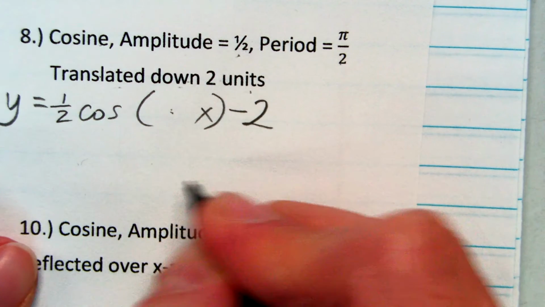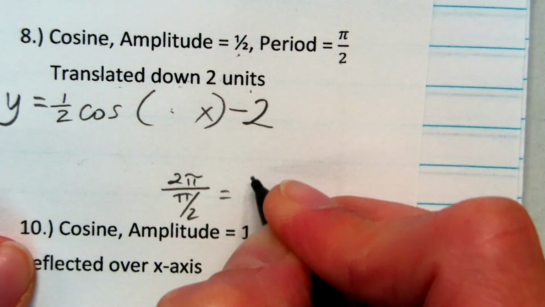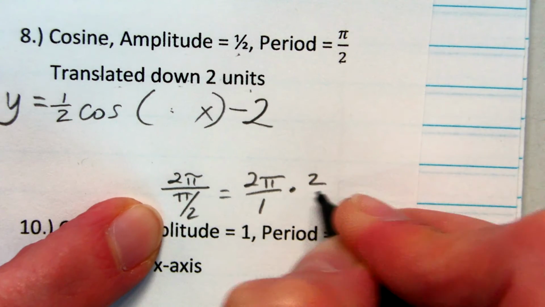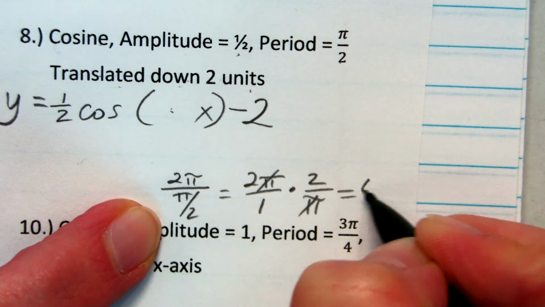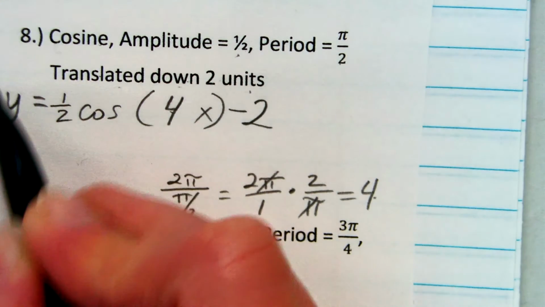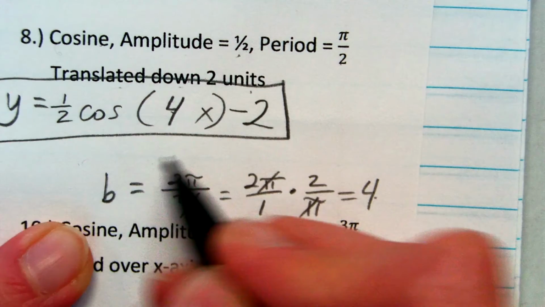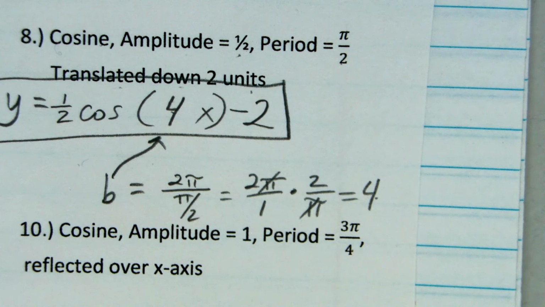So we just need to figure out the number with x that comes from the period. So we're going to take 2 pi divided by pi over 2, or you could go ahead and just do 2 pi over 1 and flip this number, 2 over pi. The pi's cancel. 2 times 2 is 4, so it's going to be 4x in there, and that's my answer. We call this b. That's the number that goes in there. You take 2 pi divided by the period, and then simplify the fraction, and that's the number that goes in.